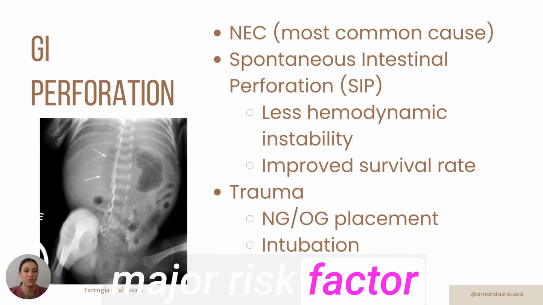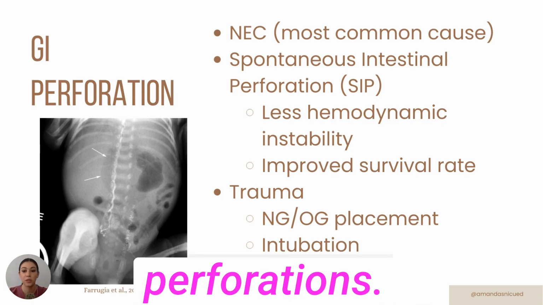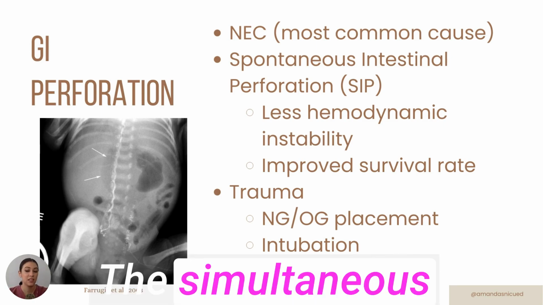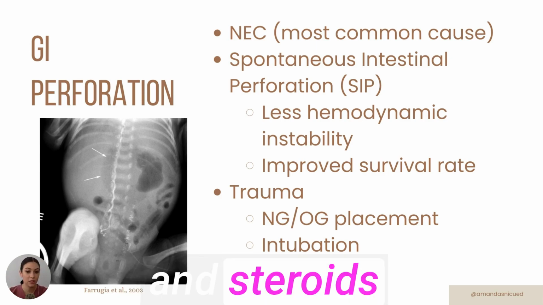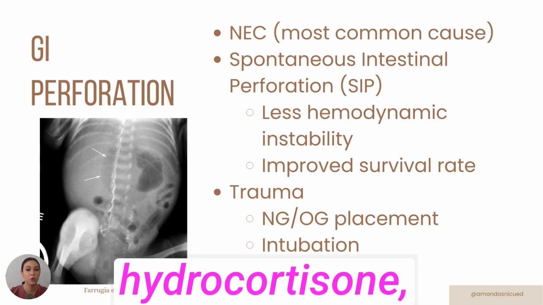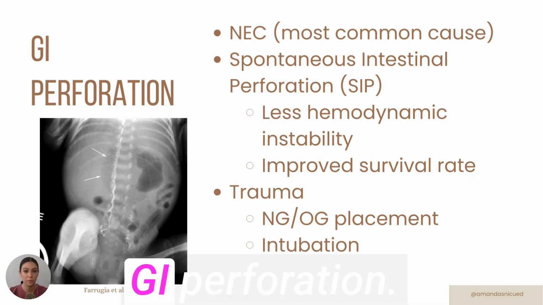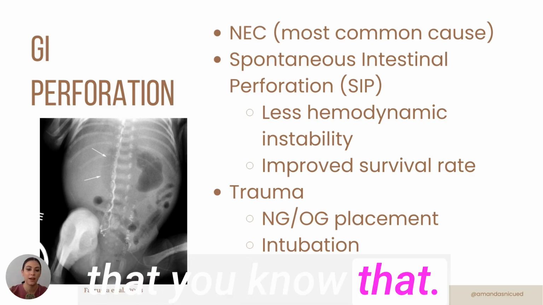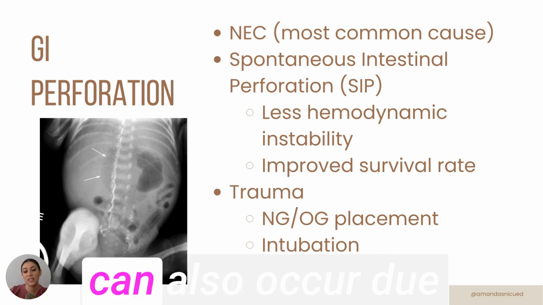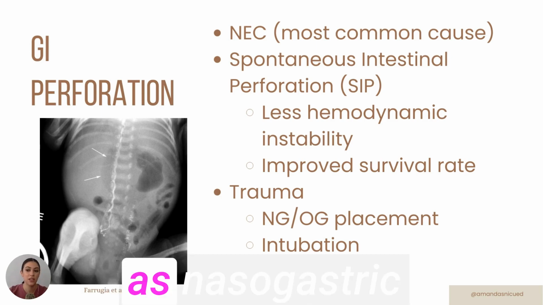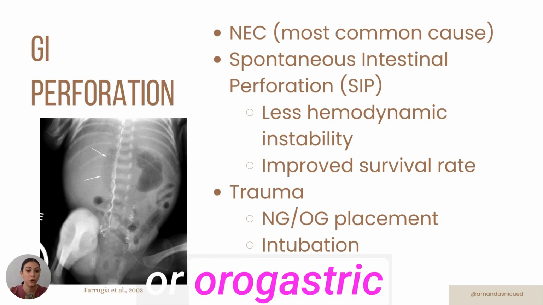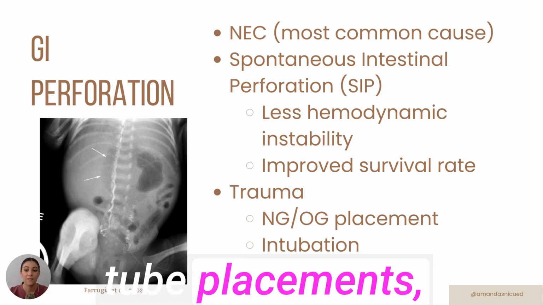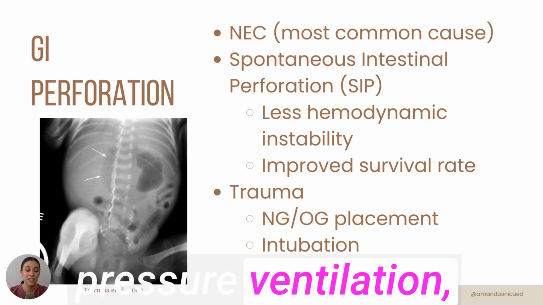Prematurity is a major risk factor for spontaneous intestinal perforations. The simultaneous use of NSAIDs and steroids, for example, indomethacin and hydrocortisone, also have been associated with GI perforation. So it's important that you know that. GI perforations can also occur due to trauma, such as nasogastric or orotube placement, vigorous positive pressure ventilation.